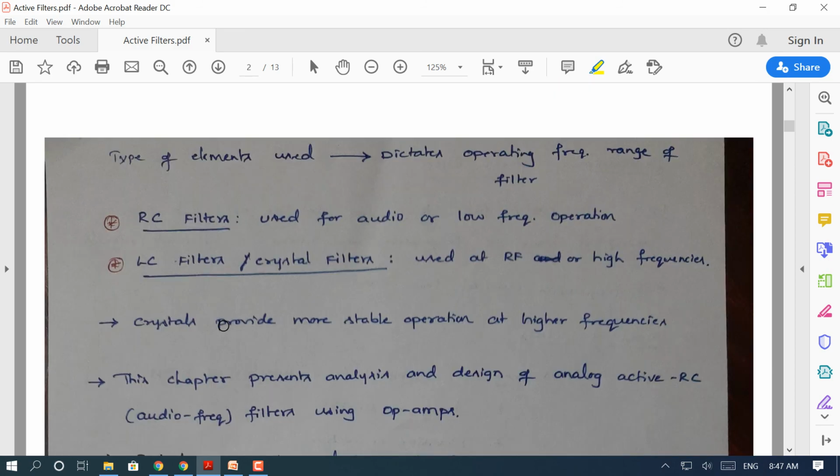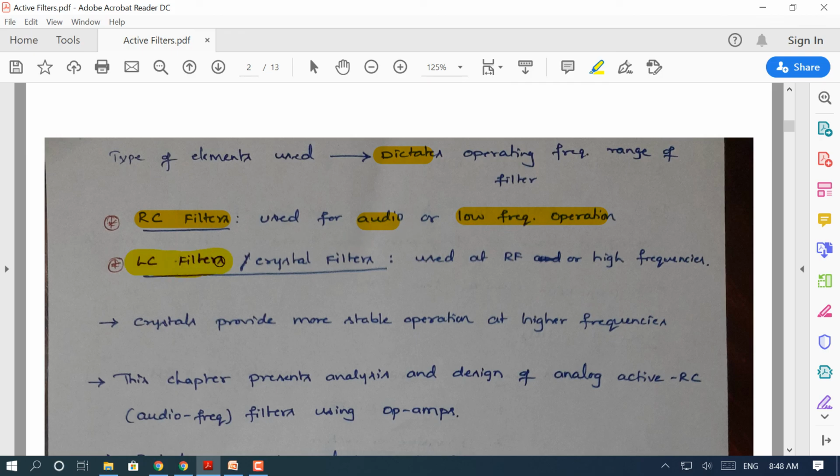The third way of classifying filters is based on the frequency. The type of elements used in the filter decides the operating frequency range. For example, if I use a resistor and capacitor combination, these are used only for audio frequency or low frequency operations. Such filters are called RC filters. RC filters are used basically in low frequency applications.